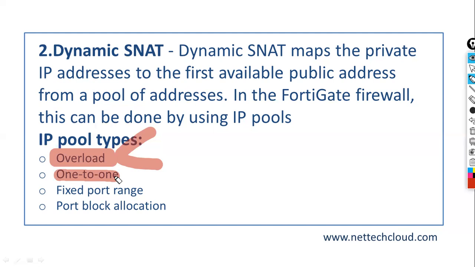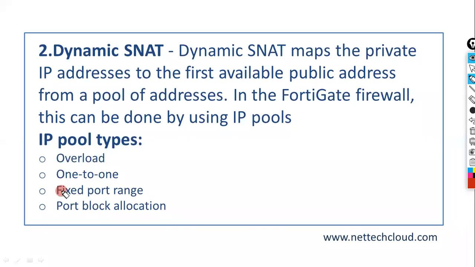One to one is where IPs are statically mapped. So if let's say we have a total of 50 internal IPs and there are 50 external IPs, then we can configure this one-to-one translation type, where one IP is mapped with another IP.